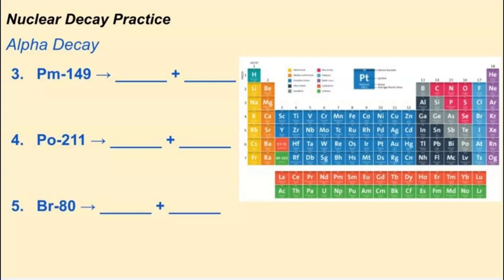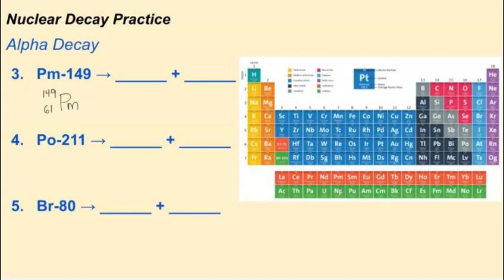Up next we have Pm-149 decaying, so we'll start by writing our full symbol notation for that isotope. Pm-149 is our mass number, so we just need to figure out our atomic number. If we take a look at our periodic table, find Pm, it's actually down here in the f block of the periodic table, and we'll talk more about that later. So if you find that on your periodic table, it is atomic number 61. So we'll fill in 61.